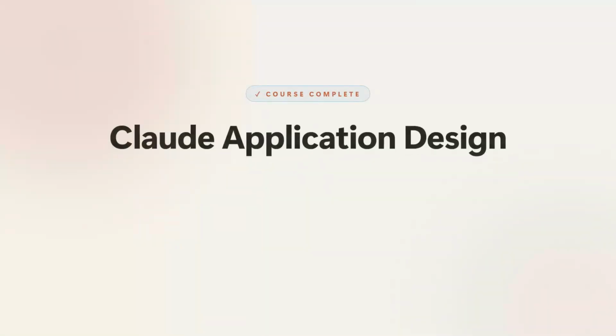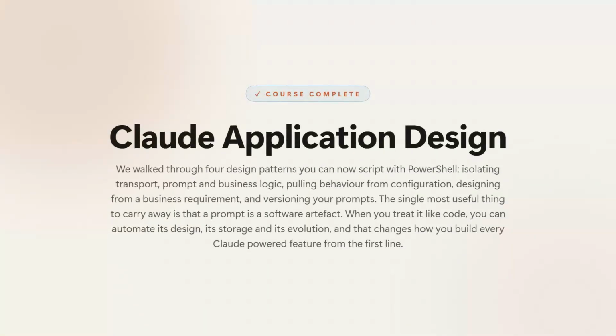We walked through 4 design patterns you can now script with PowerShell: isolating transport, prompt and business logic, pulling behavior from configuration, designing from a business requirement, and versioning your prompts. The single most useful thing to carry away is that a prompt is a software artifact. When you treat it like code, you can automate its design, its storage, and its evolution, and that changes how you build every Claude-powered feature from the first line.